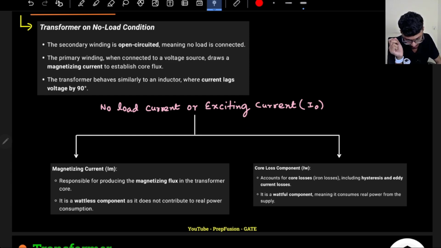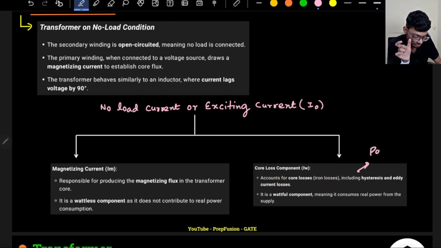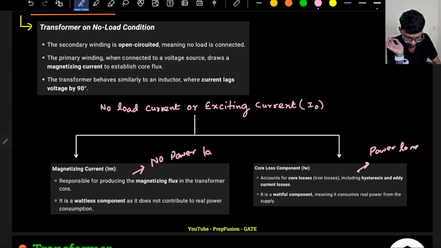Okay, so this has two components. One is magnetizing current, another one is core loss component. Magnetizing we have already discussed. Core loss accounts for the iron losses, including hysteresis and eddy current. This actually causes power loss in the transformer. There is real power lost in the transformer, but the magnetizing component does not cause any power loss. This is used for generating the flux, so no power loss here.